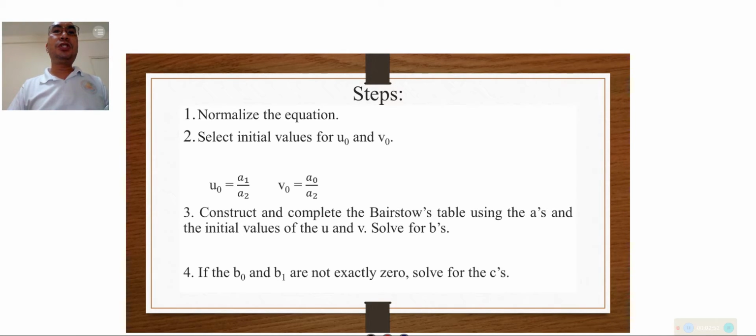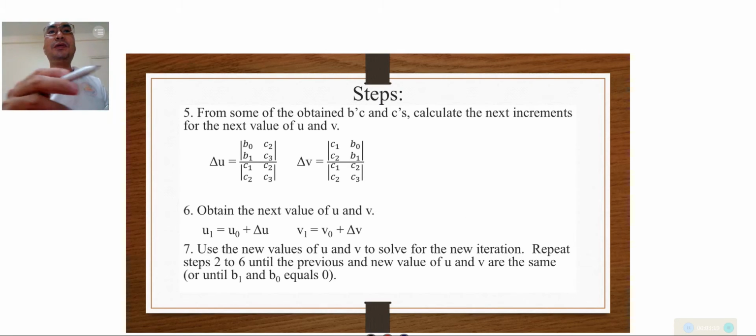The third step is to construct and complete the Bairstow's table using the a's and the initial values of u and v, and we can solve for the b's. If b0 and b1 are not exactly 0, we will solve for the value of c. We will continue to solve for the value of c. From the obtained b's and c's, calculate the next increment for the next values of u and v.